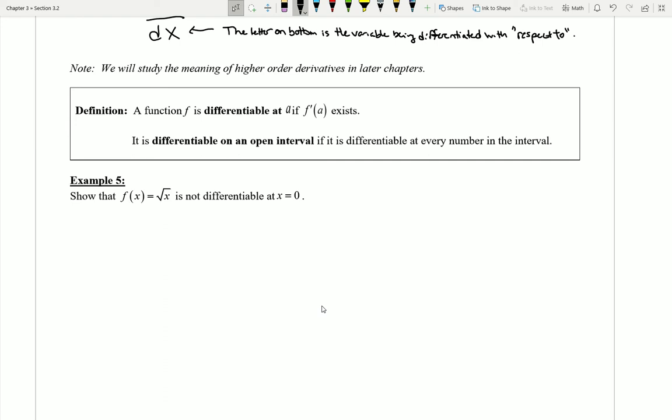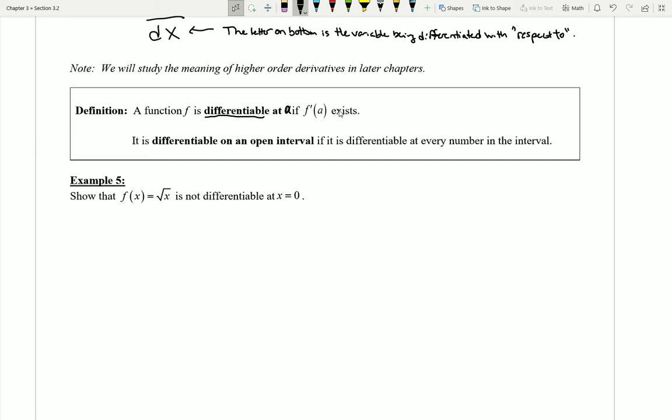Well, now we need to turn our attention to a new definition. It's an important definition for us. It's going to be the idea of what we mean when we say that a function is differentiable at a specific value. So let's read what we have here. A function f is differentiable at a value a if f prime of a exists.